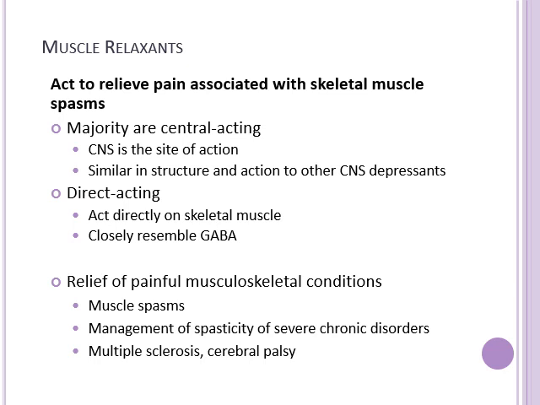Now let's talk about muscle relaxants. They act to relieve pain associated with skeletal muscle spasms. A majority are central acting, so the CNS is the site of action. They are similar in structure and action to other CNS depressants. They are direct acting, so they act directly on skeletal muscle, and they closely resemble GABA. They are used for relief of painful musculoskeletal conditions such as muscle spasms or management of spasticity of severe chronic disorders, multiple sclerosis, cerebral palsy. Those are two major conditions that we will use muscle relaxants for.